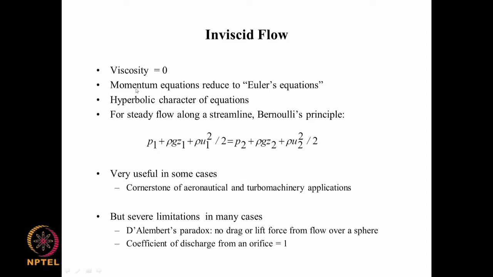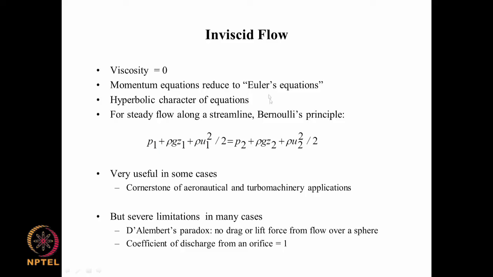For example, in inviscid flow, we make the assumption of viscosity being equal to 0. So, then the momentum equations reduce to Euler's equations and they become hyperbolic type of equation, and for steady flow along a streamline, you can have the momentum equations being written in the form of Bernoulli's principle, P1 plus rho g z1 plus rho u1 square by 2 equal to P2 plus rho g z2 plus rho u2 square by 2. So, this is another form of the governing equation which is very useful in many cases, and it has been the cornerstone of aeronautical turbo machinery applications long before computers were invented and widely used.